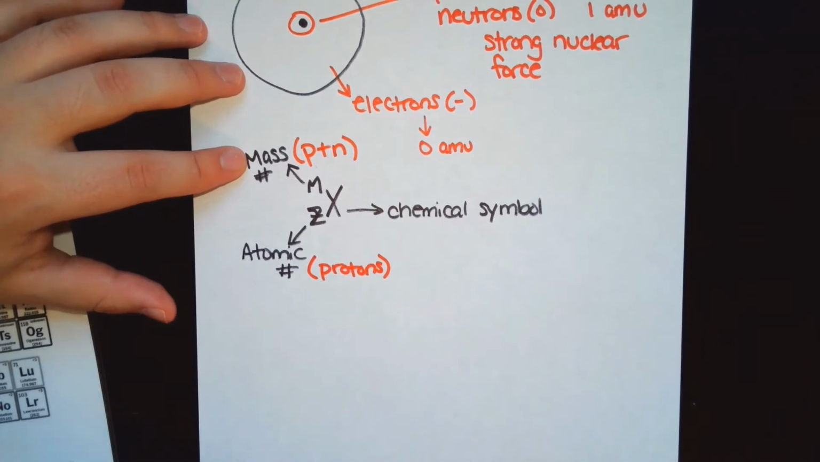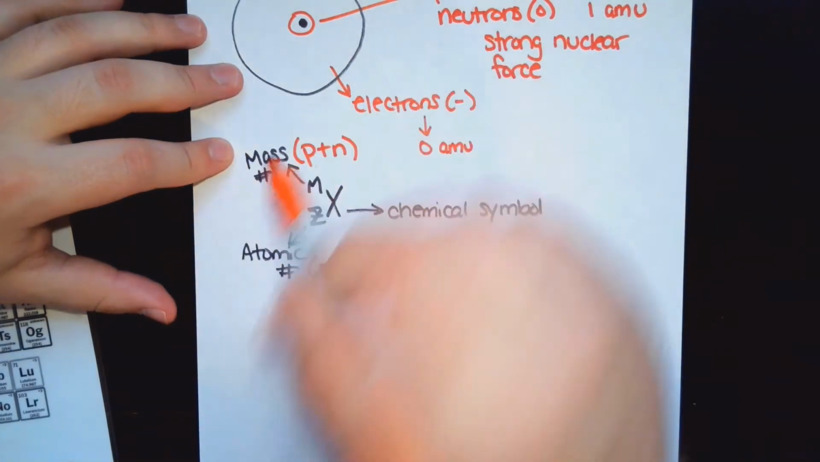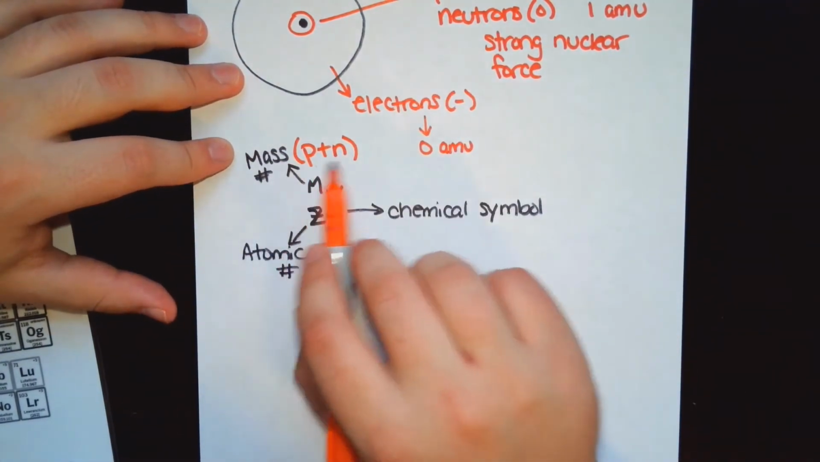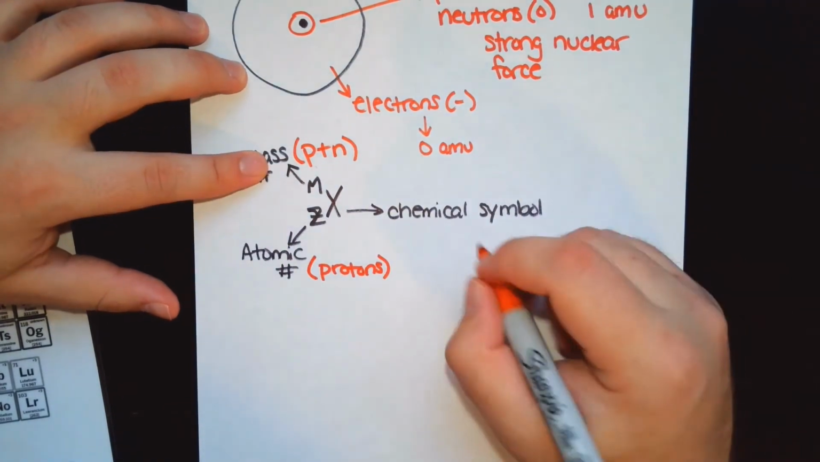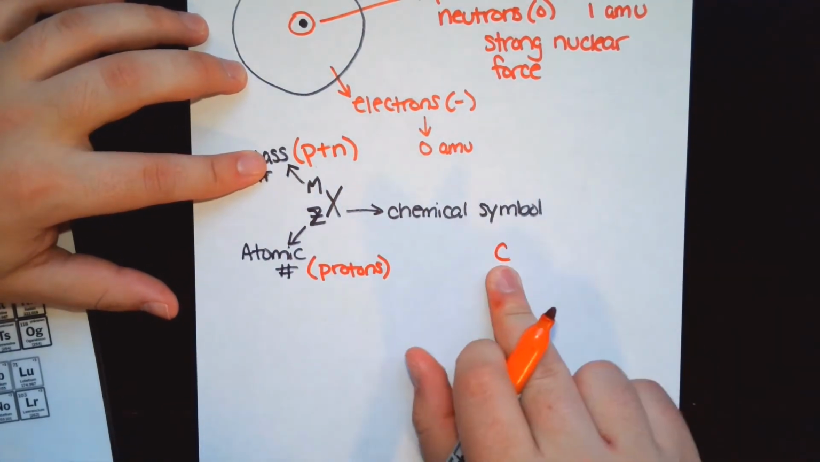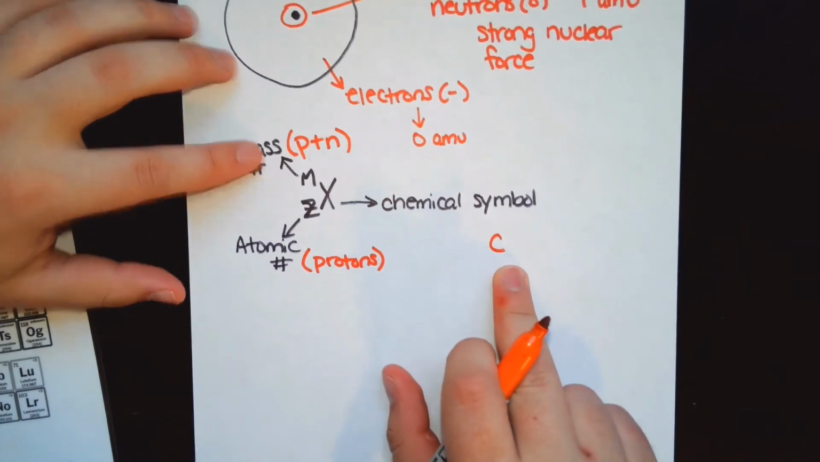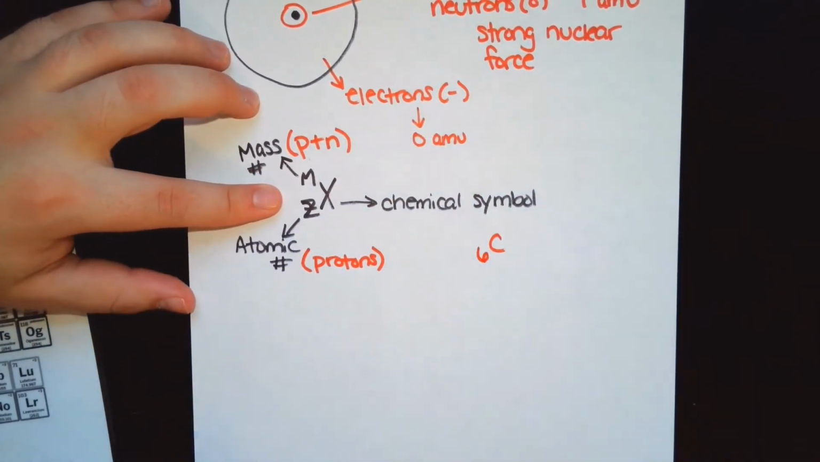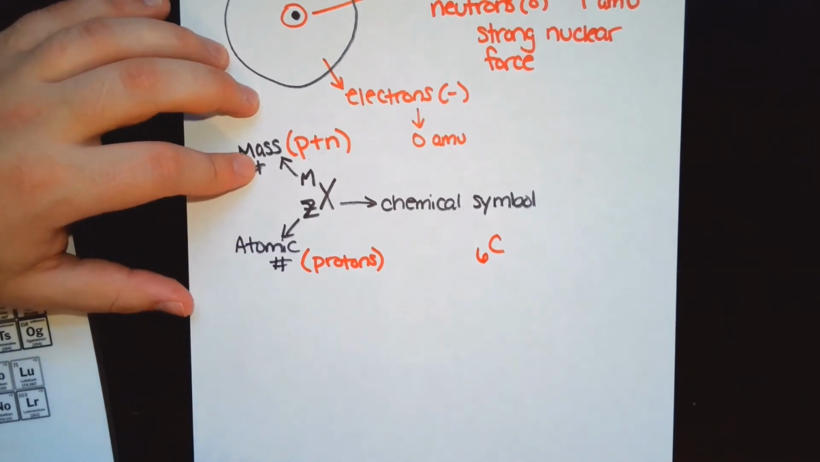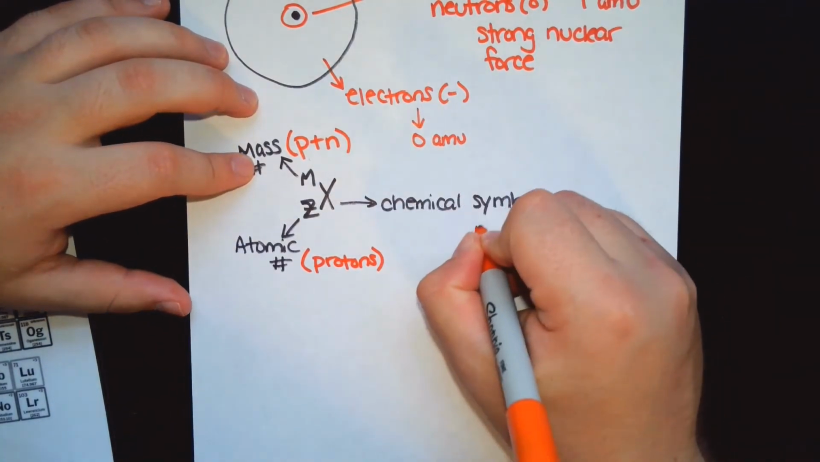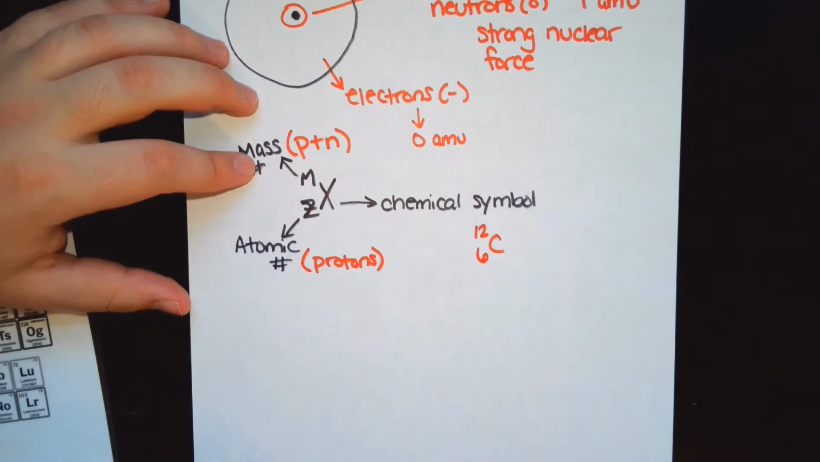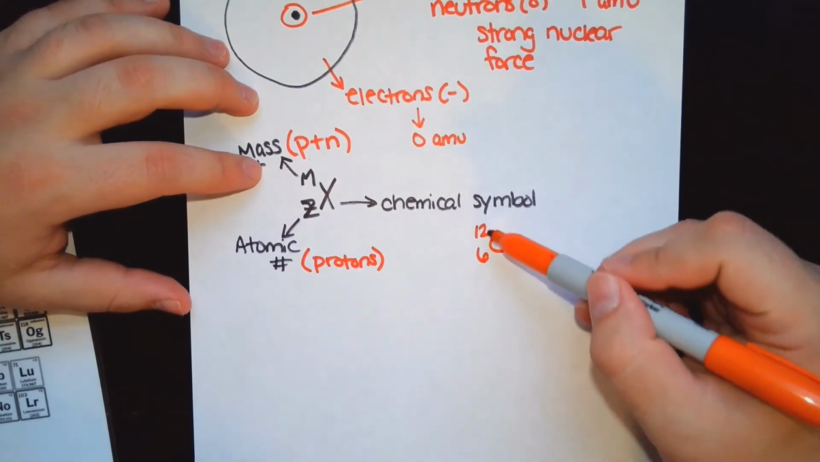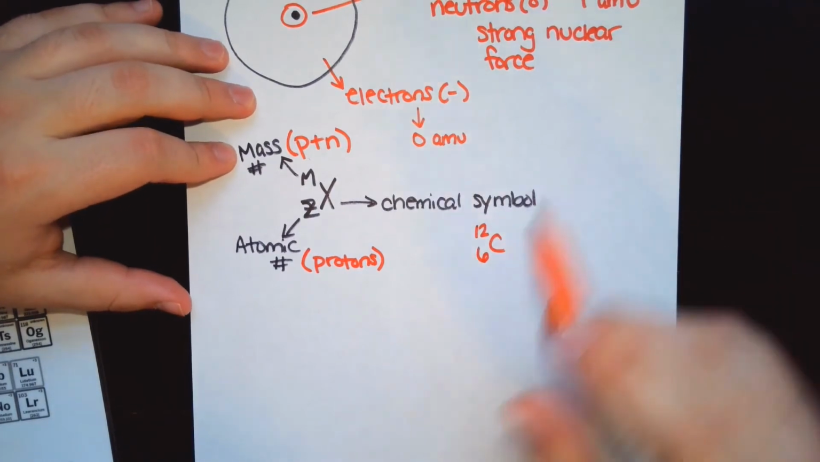So if you're trying to find the number of neutrons, you can just do the mass number minus the atomic number, because that's the protons and neutrons minus the protons. So again, for carbon, let's say the X would just be its chemical symbol, which is C. Its atomic number is 6, and let's say for this one we have a mass number of 12. So that means that you would have 6 protons, and 12 minus 6 means 6 neutrons as well.